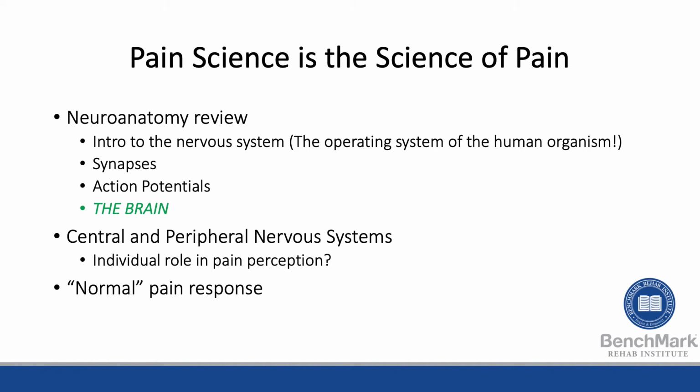We're going to get into the central and peripheral nervous systems specifically and tie it back into their individual roles in pain perception. We're going to look at what happens with a quote unquote normal pain response, meaning how does an input or stimulus travel through the nervous system, resulting in an output of a pain perception, and what goes on through those steps.